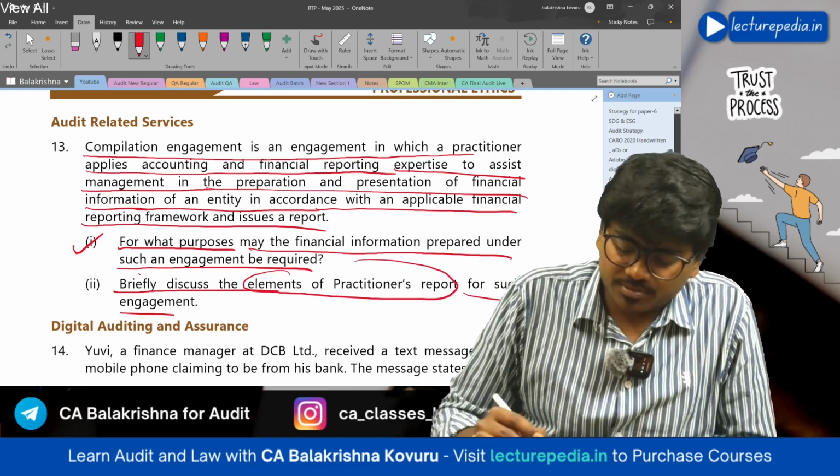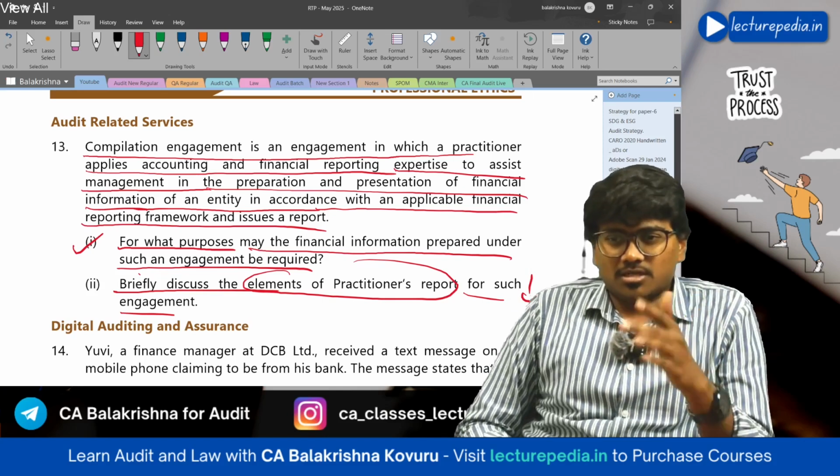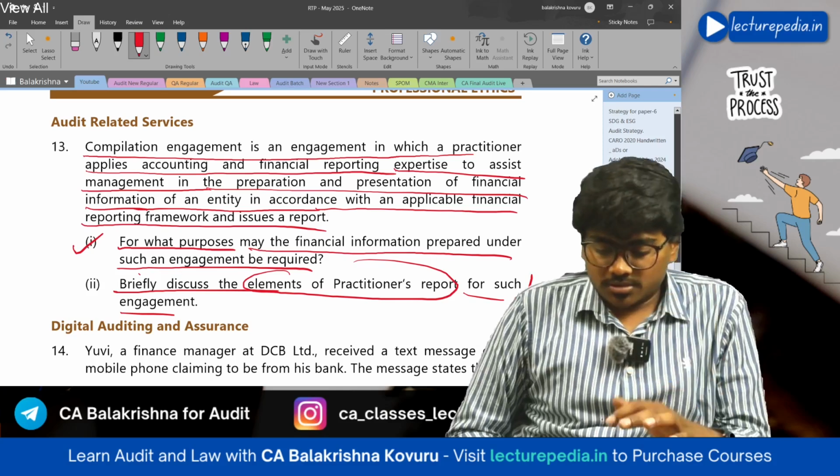So there are various requirements for which you will prepare financial statements, and they're asking to briefly discuss the elements of the practitioner's report for such an engagement. Format of report on compilation engagement. Okay, this is the basic format that you can find in the study material. You can just go through it.